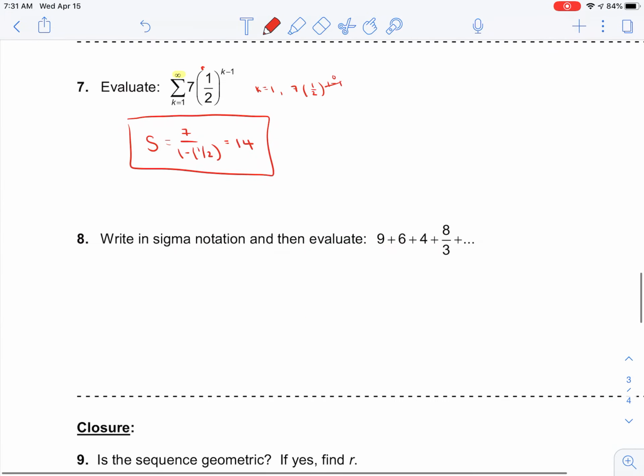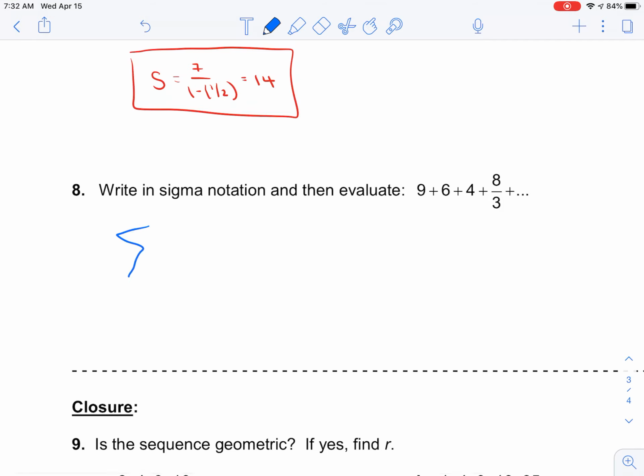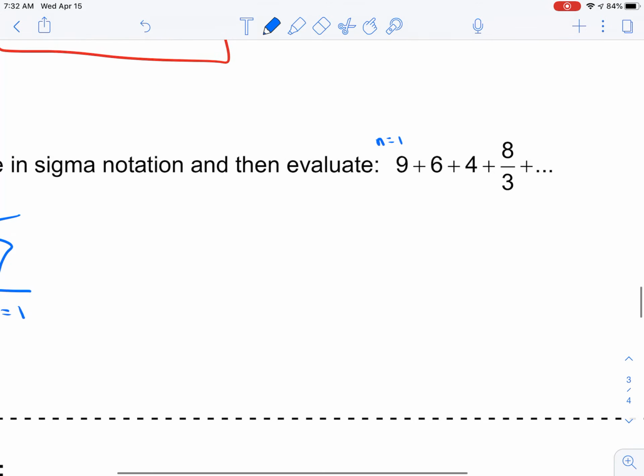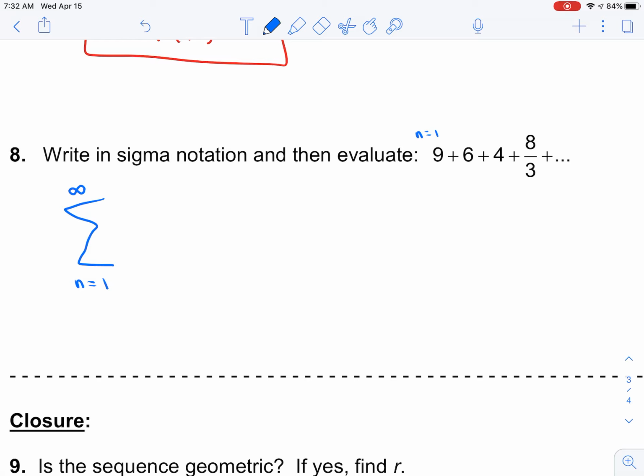Now, final question from this set is question number 8. It says write in sigma notation and then evaluate. So first thing, let's get our sigma. Remember, you always want that first term to be 1. And then for this one, we don't need to find out how many terms this is. I could just put the infinity symbol there. So we have our first term is 9, and then second term is 6, so on and so forth.